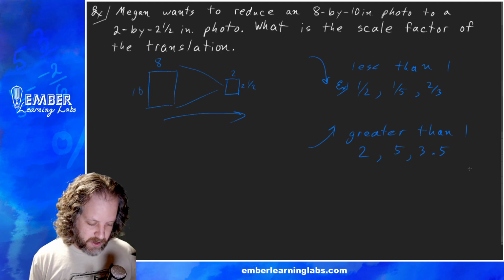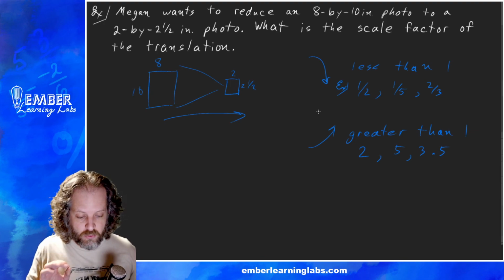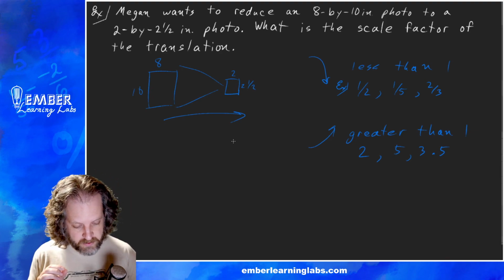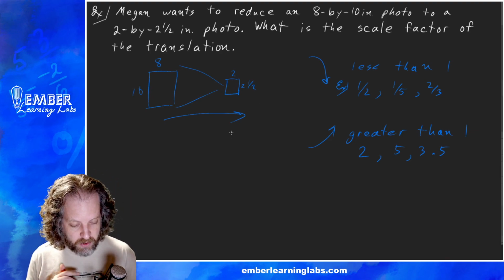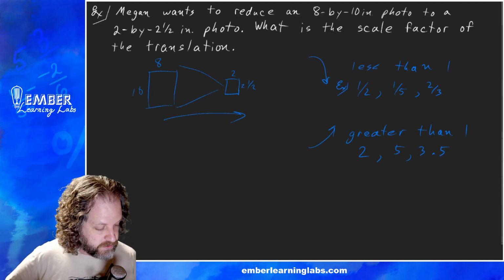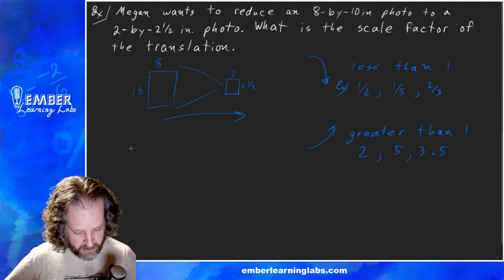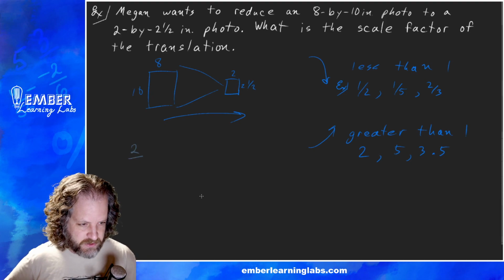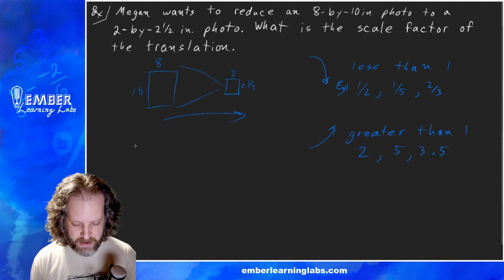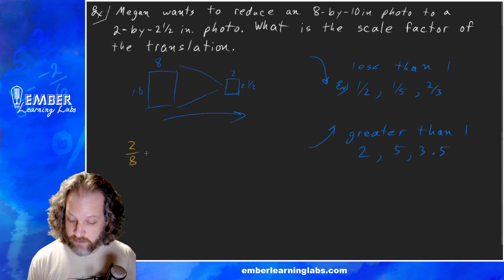And the reason why thinking about this is important is that it tells us which way we're going to divide the numbers. So since we're going big to small, when we divide these to see what the scale factor is, we're going to divide with the little number on the top. So like this first one, and we're going to compare. It should match if we do everything right. We're going to do 2 to 8, which of course reduces to 1/4.